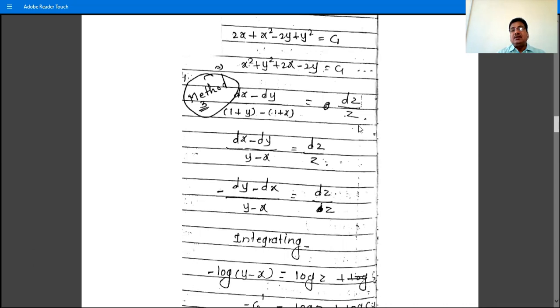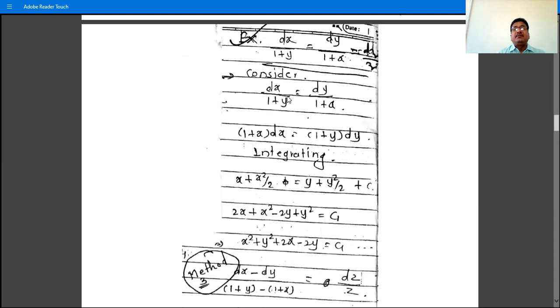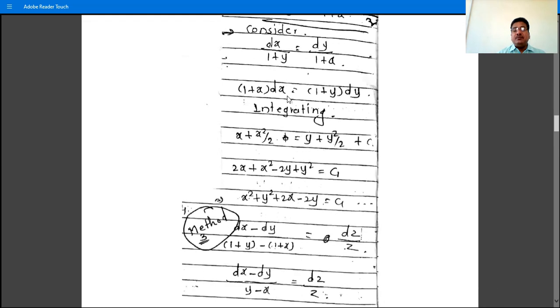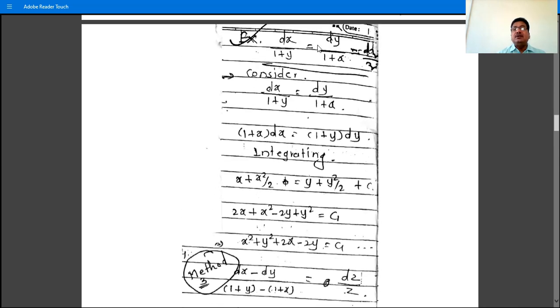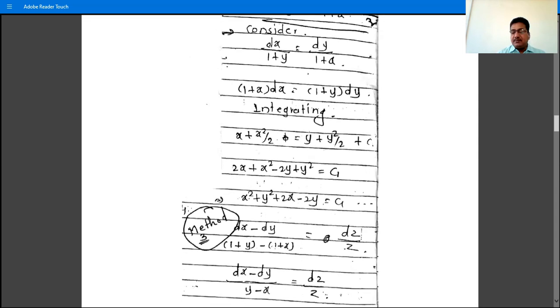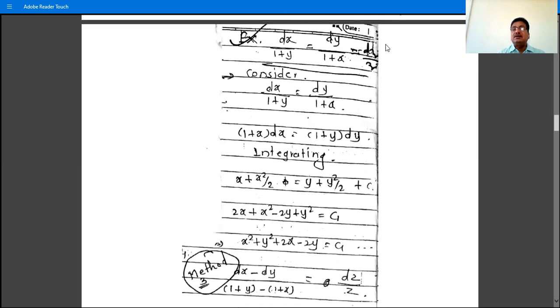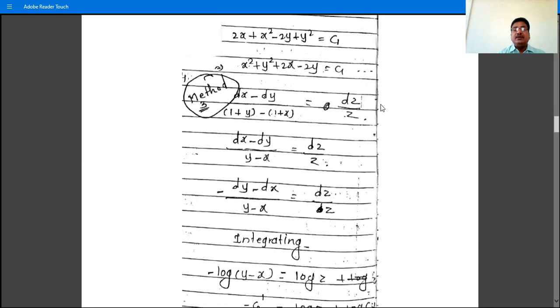Each ratio is equal to dx minus dy plus 0 dz. Each ratio means every ratio is equal to this quantity, dx minus dy plus 0 dz. And in the place of each ratio, we consider the ratio dz by z. So we have dx minus dy divided by y minus x is equal to dz divided by z.